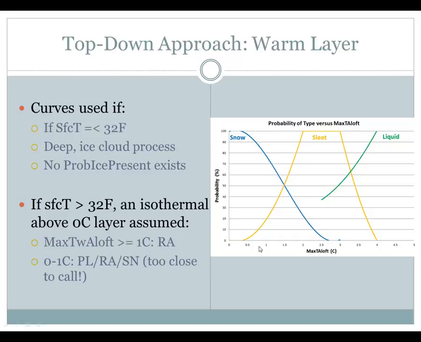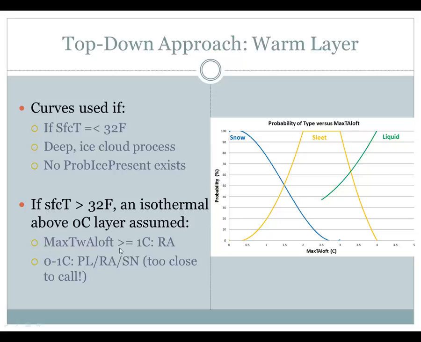So as we move on the spectrum from 1 to 4 degrees, we are basically taking a hydrometeor, moving through that warm layer and melting it to completely liquid by the time you get to 4 degrees. There's a second scenario if the surface temperature is greater than 32 degrees and there's a warm layer aloft, as well as surface temperature being above 32 degrees, an isothermal layer above 0 Celsius is assumed in the probability of weather type. And in this scenario, things are a little bit different.